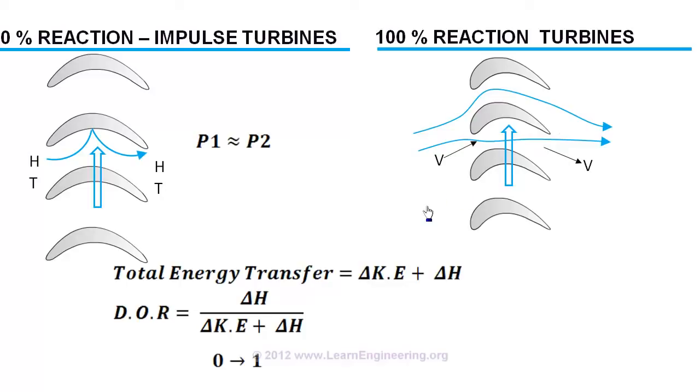A practical steam turbine will be a compromise of these two cases. People usually use a 50% reaction turbine, known as the Parsons turbine.